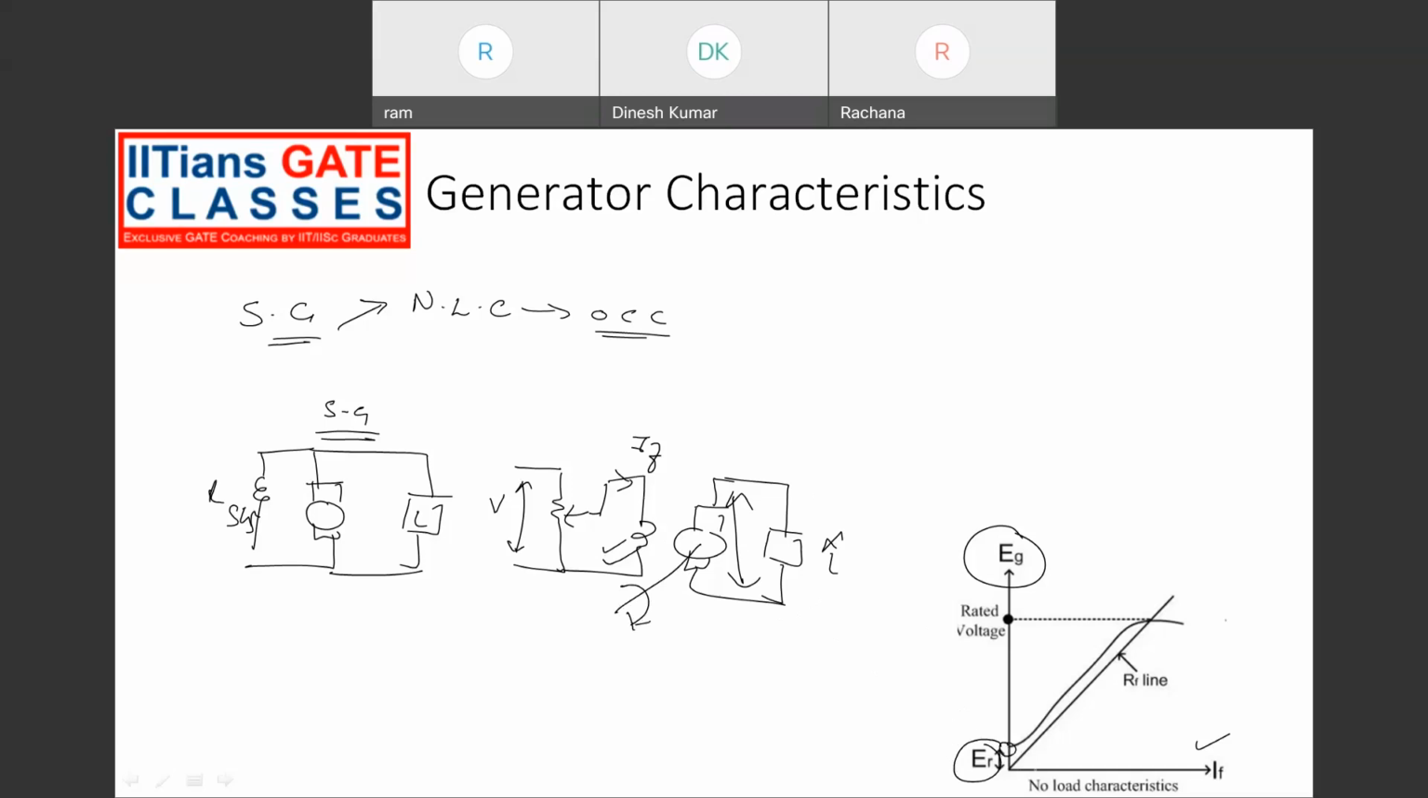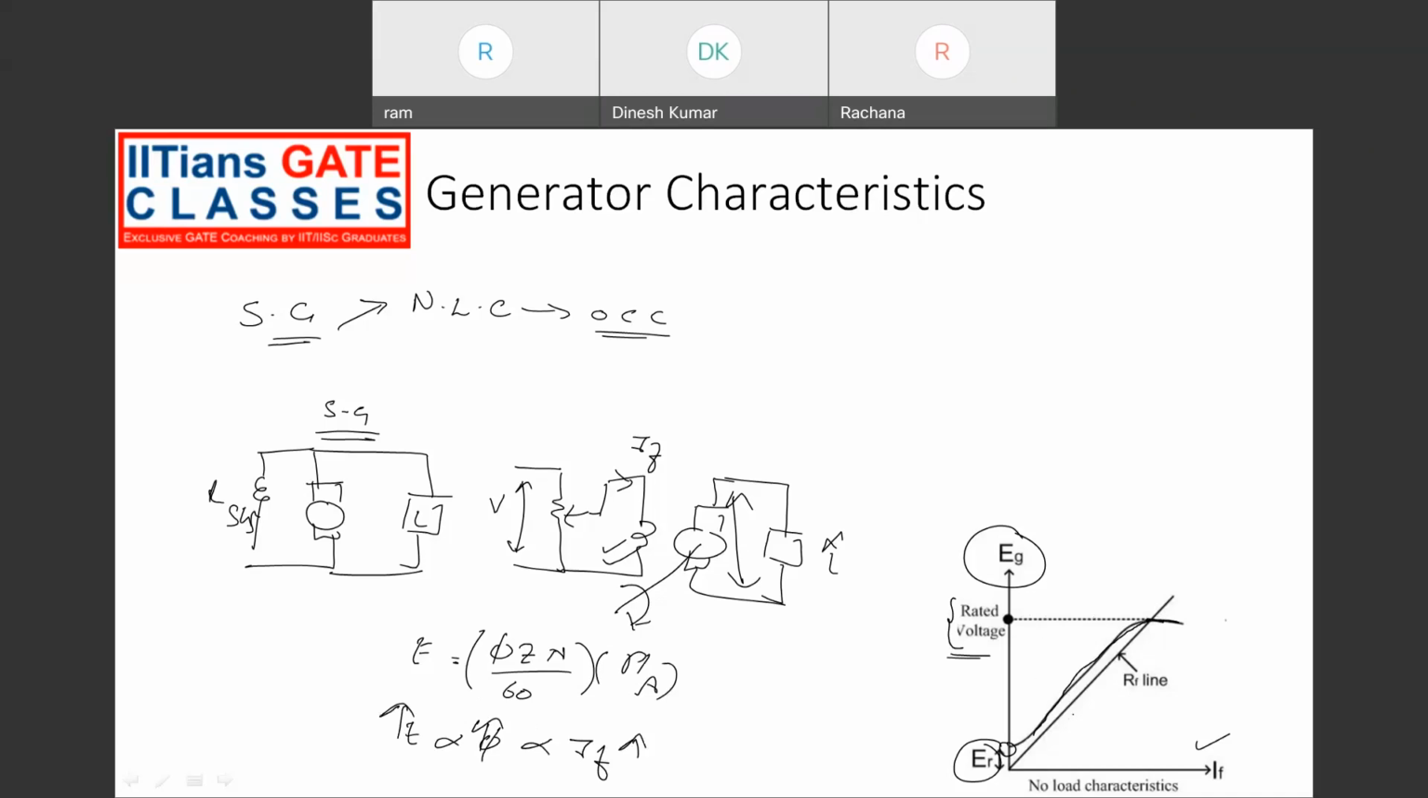After that, when you keep on increasing the field current, the flux will increase. We know that E is equal to phi Z N by 60 into P by A. So E is proportional to phi, which is proportional to field current. As field current increases, the flux increases, the induced EMF increases, so the voltage keeps on increasing. At some point, even if you increase the field current, the flux gets saturated, so the voltage reaches its maximum value, that is the rated value.